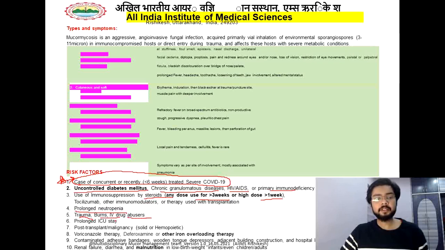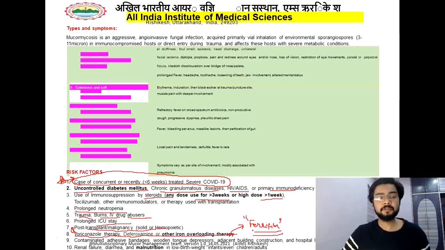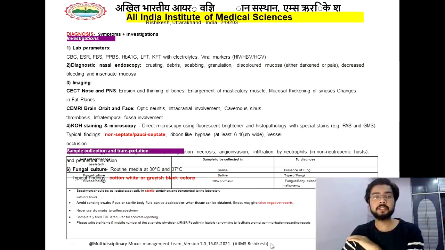Trauma, burns, IV drug abuse, prolonged ICU stay, post-transplant or malignancy. Voriconazole therapy, very important, is also a risk factor for mucormycosis. Desferrioxamine and other iron overloading therapy. Why? Because the mucormycosis fungus has a binding tendency for ferritin. Contaminated adhesive bandage, wooden tongue depressor, adjacent building construction, hospital linen, renal failure, diarrhea, malnutrition, low birth weight infants, children and adults. Right? Now coming very fast to the diagnosis part.